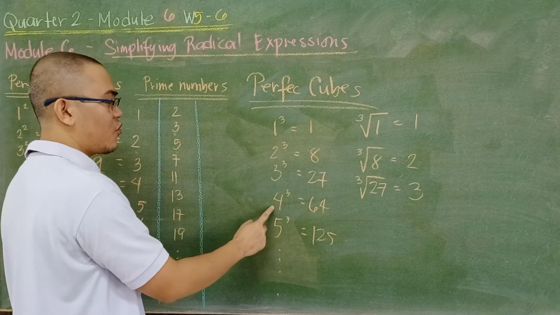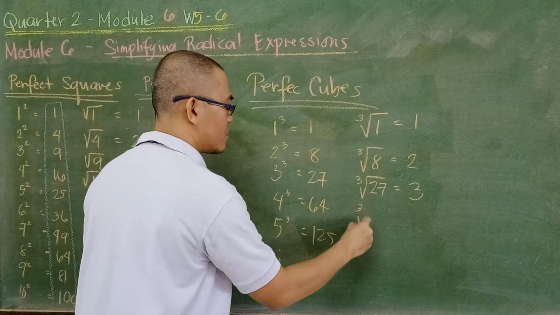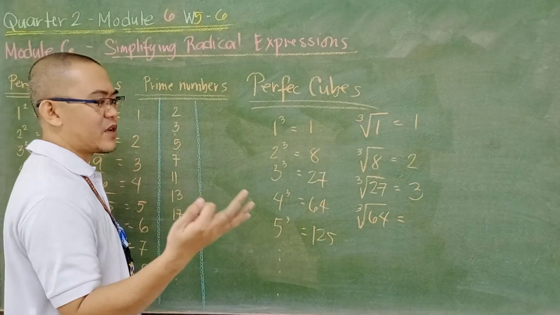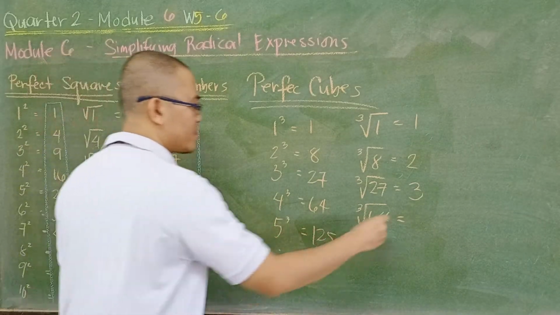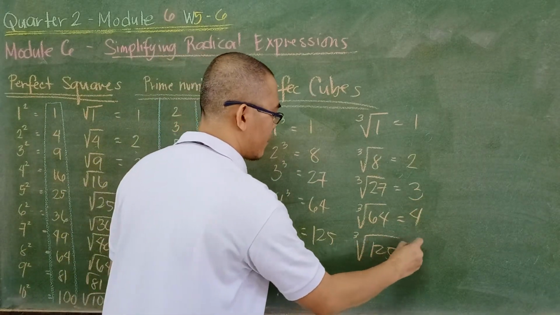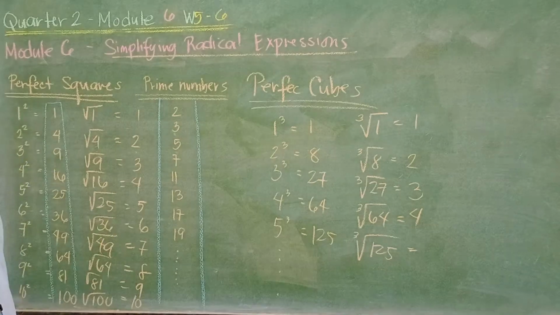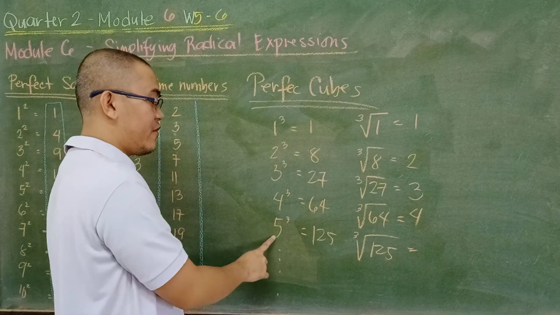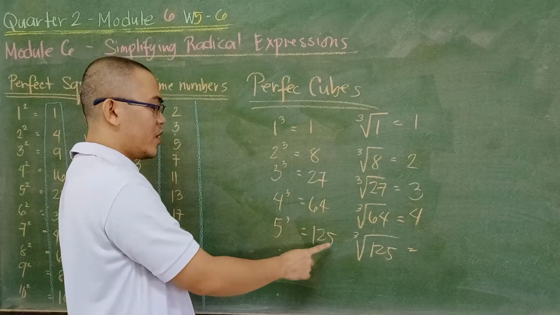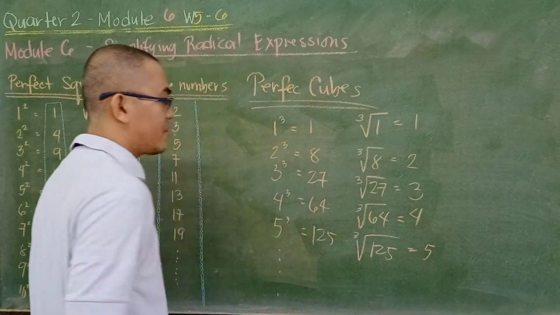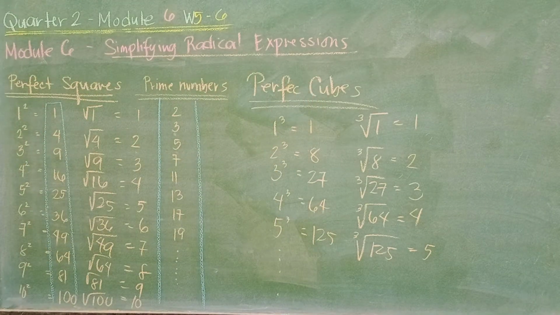4 times 4 times 4, 64. So, cube root of 64, ano yung number na multiply ko ng 3 beses para makuha yung 64? It will be 4. Cube root of 125. Ano yung number na multiply ko ng 3 beses para makuha yung 125? It will be 5. Kasi 5 times 5 times 5, 125. So yung cube root ng 125 is 5. So ganyan yung idea para malaman yung gagawin.